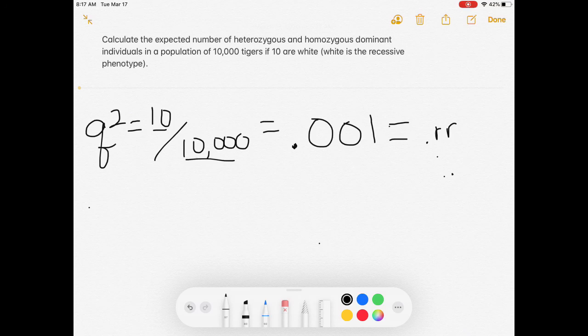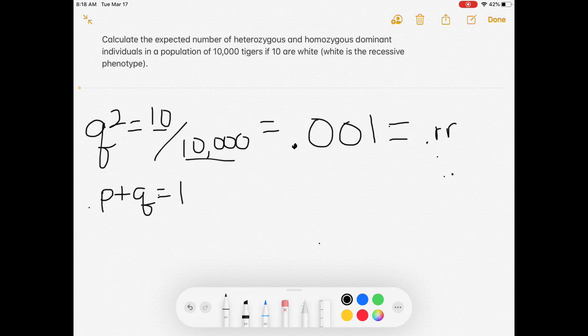Well, now that I have q squared, I can actually figure out anything else that I need. Now remember, ultimately what I'm looking for is the number of heterozygous individuals, so that's 2pq, and I'm also looking for how many homozygous dominant individuals, that's p squared. Right now all I have is q squared. So what I have to do is solve to find p, and then I can find anything. If you remember from the Bozeman videos and from my PowerPoint, we have this other formula, p plus q equals 1.